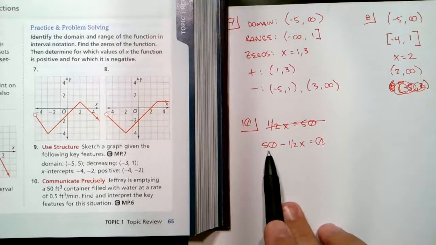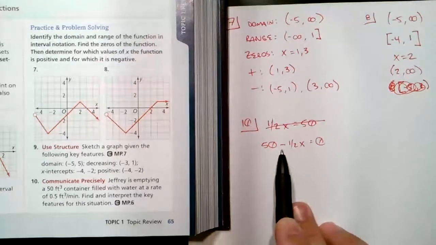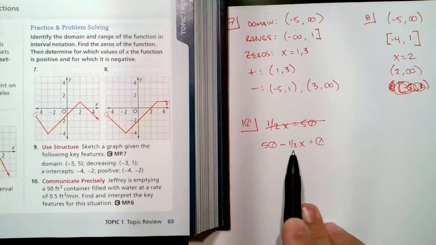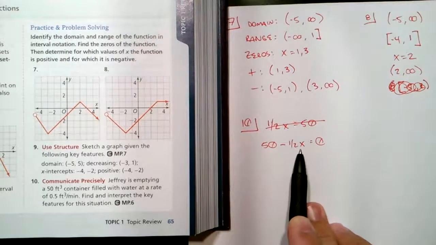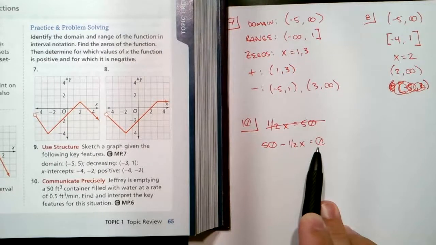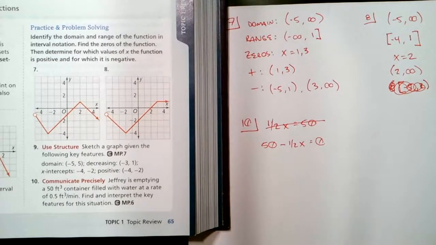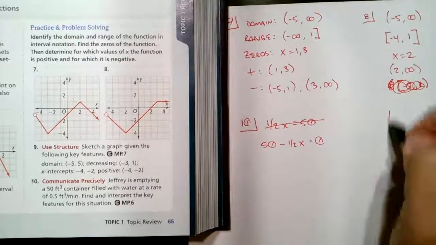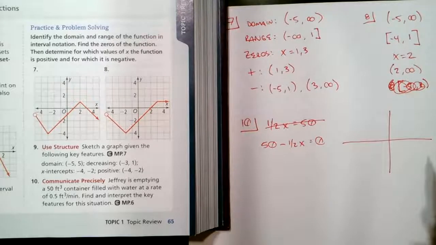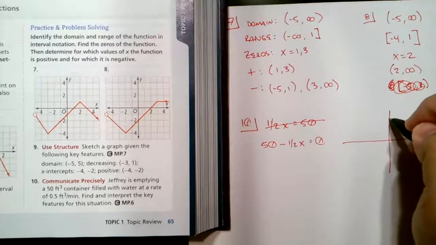It's basically the same equation. If I just subtracted 1/2 x over to the other side, it would be the same. But I want to set it up like this because I think that's going to help us visualize what's happening. So we have 50 cubic feet of water in a tank. We're losing 1/2 cubic foot per minute, right? And then after we do that, we're going to end up with 0 water in the tank. So find and interpret the key features of this situation. So I think essentially what they're looking for is kind of what they were asking in 7 and 8.